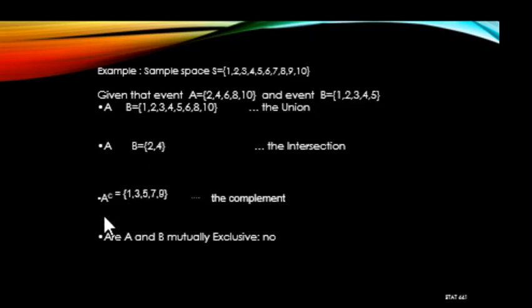A complement will be anything that is not in A but is present in the sample space. So that will be all odd numbers: 1, 3, 5, 7, and 9. And here's the question: are A and B mutually exclusive? And the answer is no, because the intersection is not an empty set.